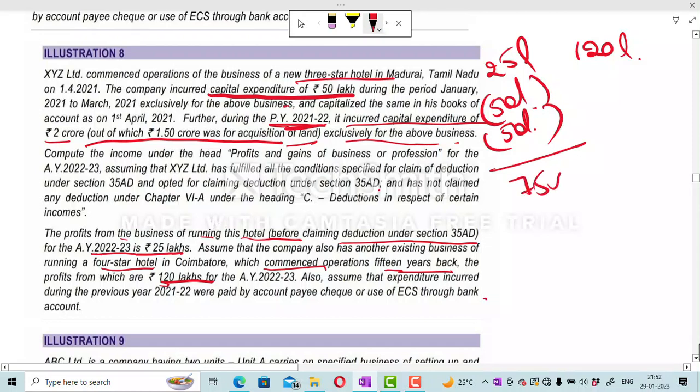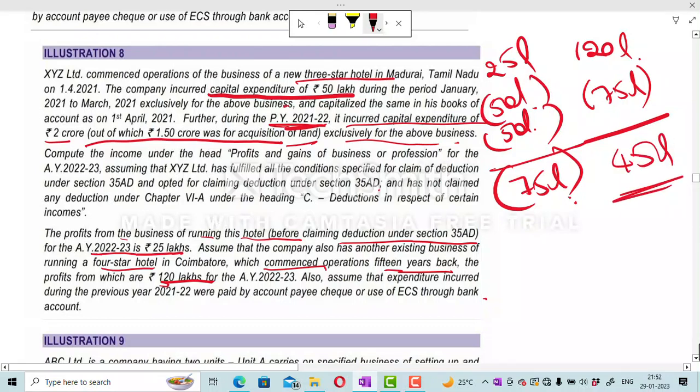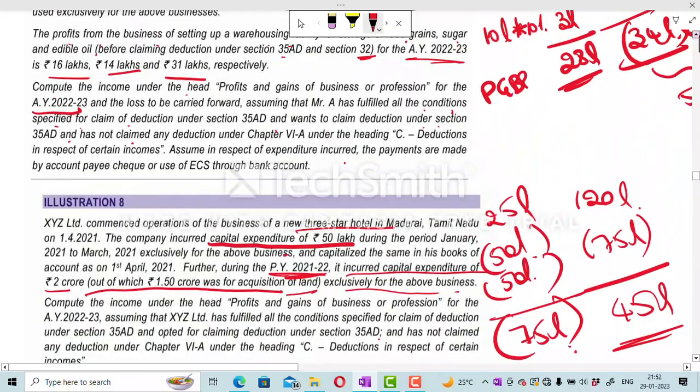Okay, so 75 lakhs will be the loss. It can be set off against this income because it is also specified business income. Total 45 is taxable for assessment year 22-23. So next question we have for 3.